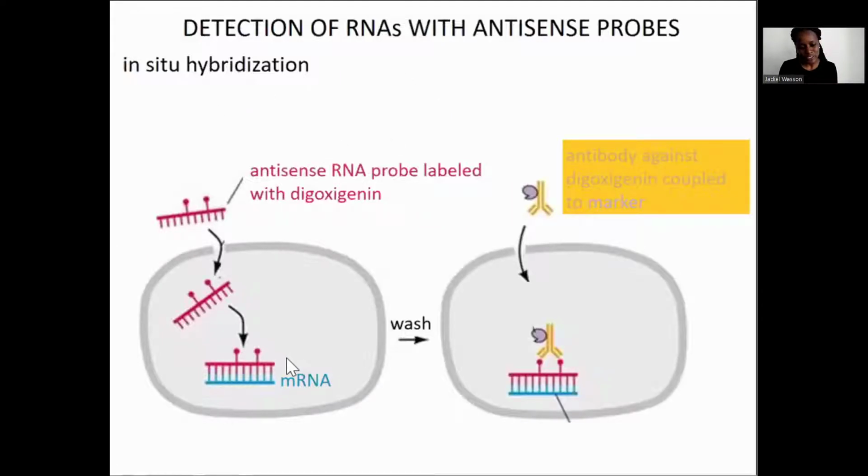So what you do is you introduce this probe into your cells, you wash, and then you use an antibody against digoxin, and you have this antibody coupled to a marker. So the question is exactly what the marker is, to show where this antibody is. It turns out for this particular system that the marker is an enzyme. So this enzyme will process a substrate, which ultimately leads to the production of a product.